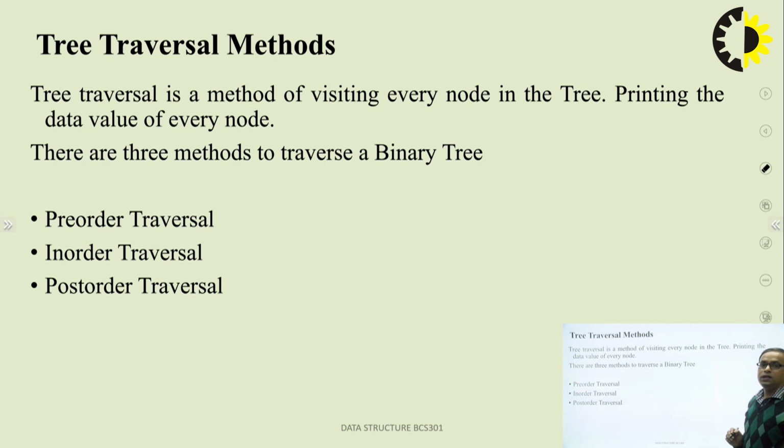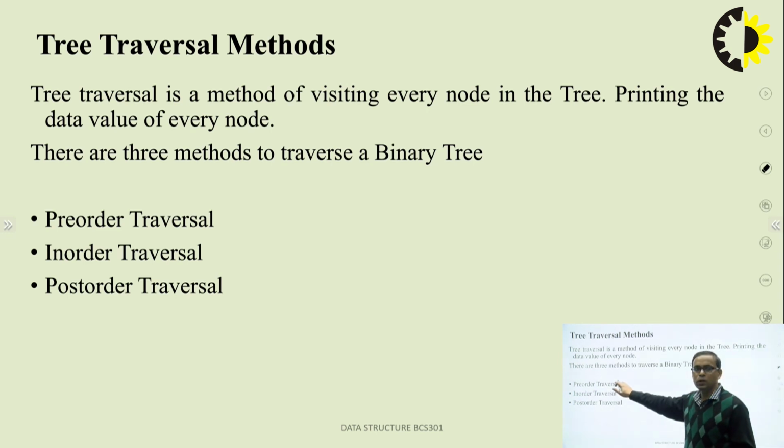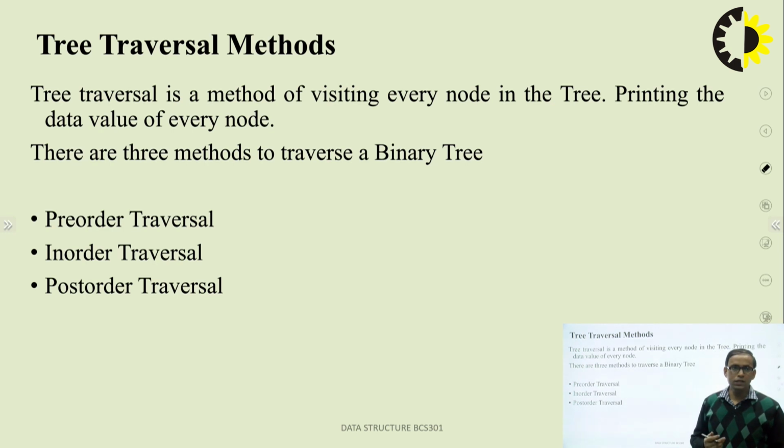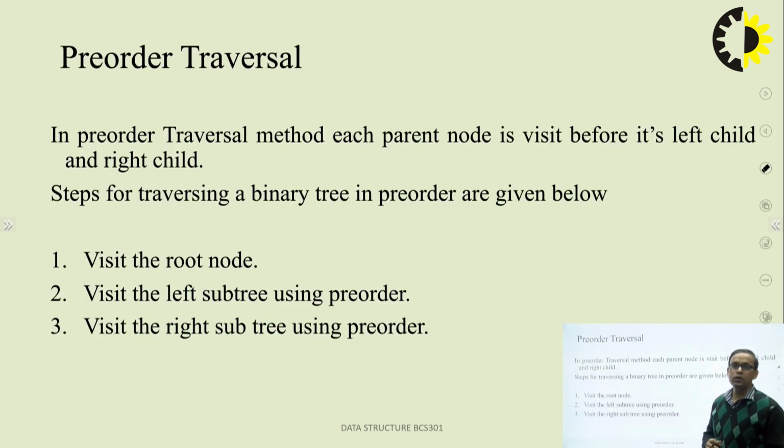Now, the different tree traversal methods. It means whenever we visit a tree, what may be the possible sequences. So, in order to visit every element or every node of a tree, there are 3 basic methods. First one is the pre-order traversal, then in-order traversal, and post-order traversal. We will see them in the next slides one by one. So first is the pre-order traversal.